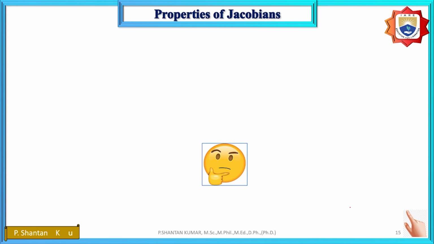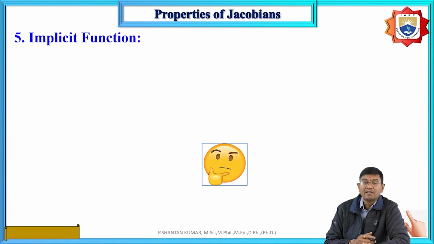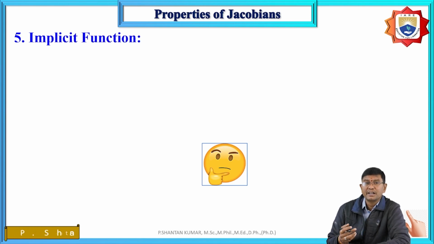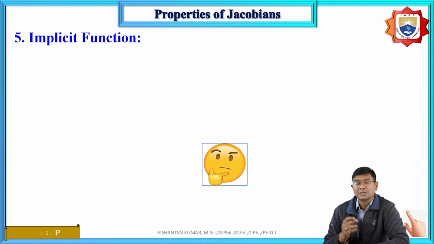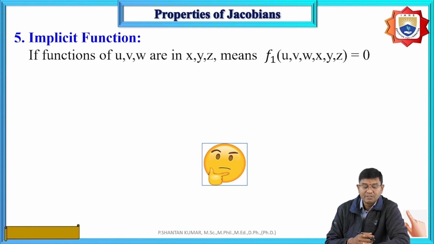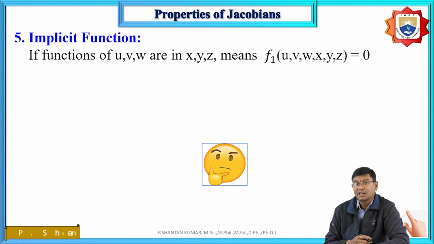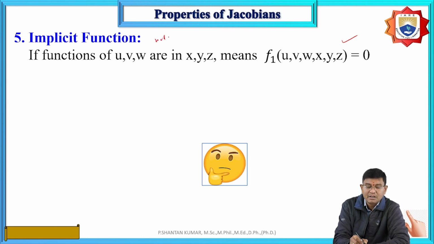other than the composite, the linear dependent, and also J into J dash, that is the implicit formula. Implicit is nothing but whenever it is not possible to separate the independent and dependent variables, that is called an implicit function. At the time of an implicit function, how do we find the solutions? Here also, if u, v, w are functions of x, y, z, then first of all that is f1 of (u, v, w, x, y, z) is equal to 0. That means the function is not possible to separate.